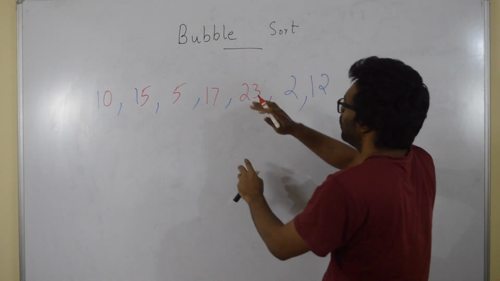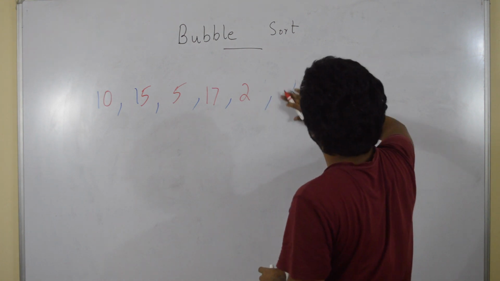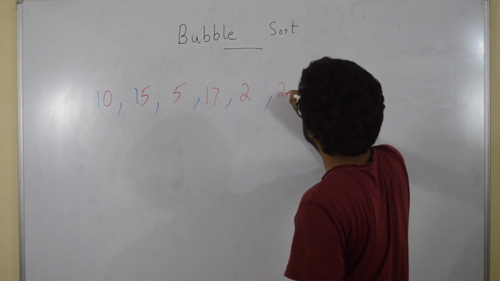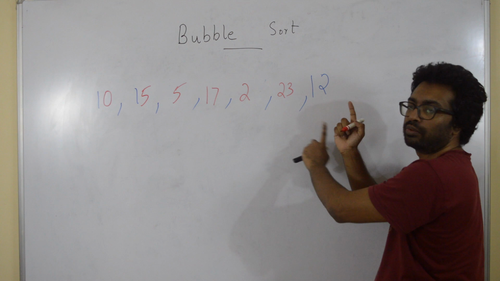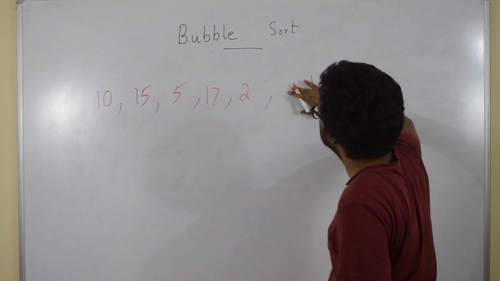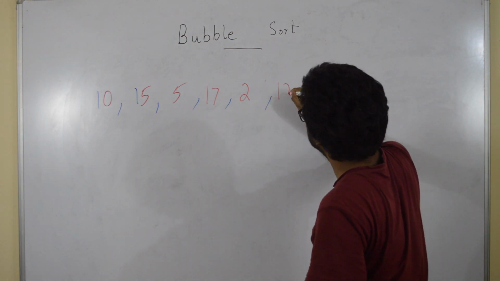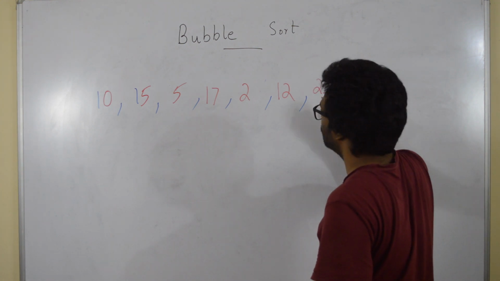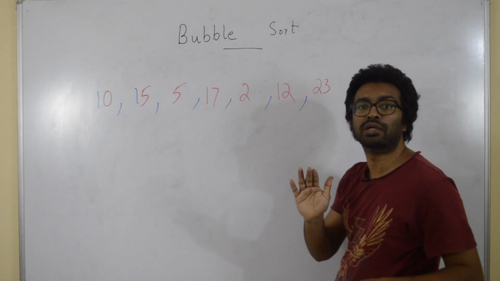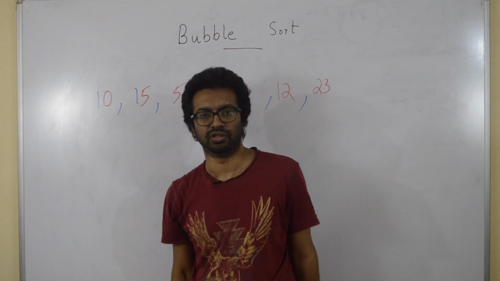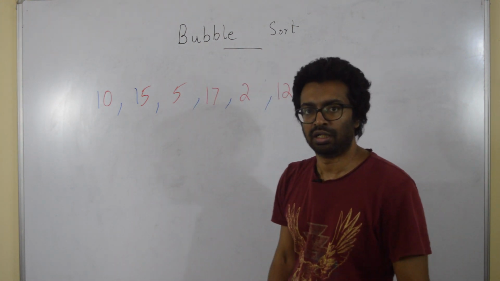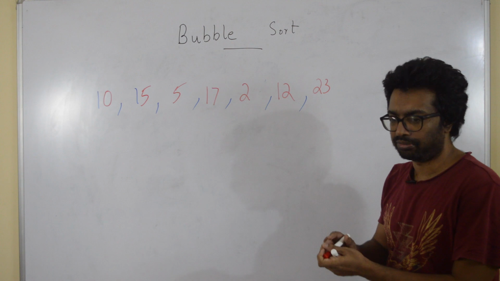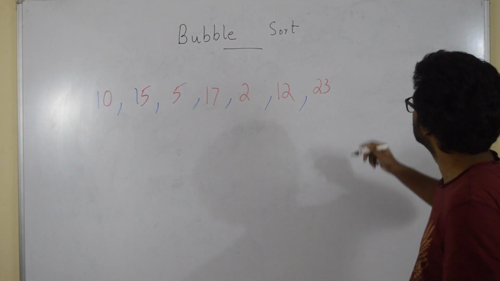2 and 23, you swap again. 23 and 12, not in order. So you swap again. Okay. So this is one pass of the bubble sort algorithm. And so this is one.